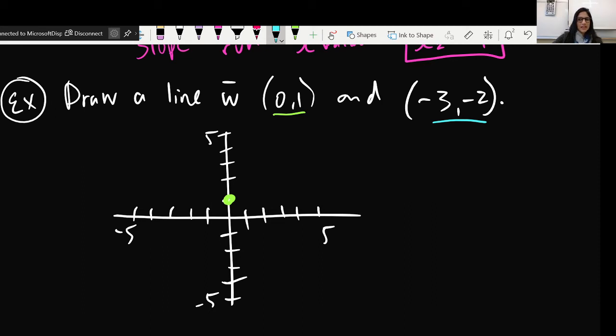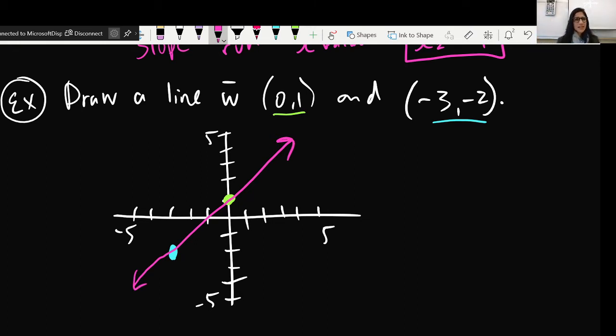Left 3 to -3 and down to -2. Everybody good with that? And then here's the important part, because a lot of people are tempted to just join these two dots. That is not the proper way to graph a line. To graph the line, it says draw a line, we want to go through these points and extend it so that it keeps going and covers at least 3/4 of the graph, but if you can, just cover the whole graph.